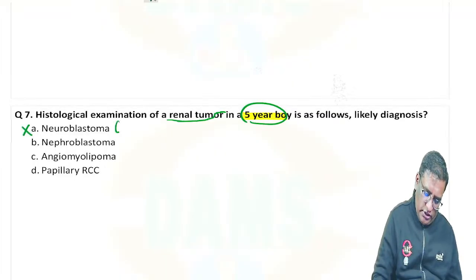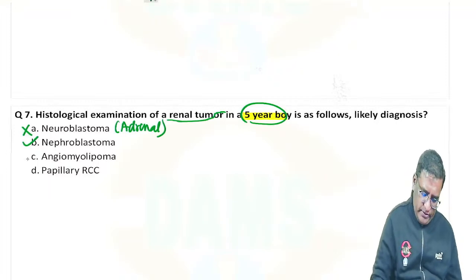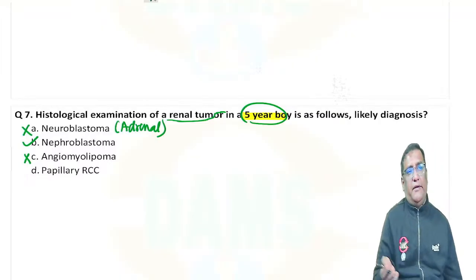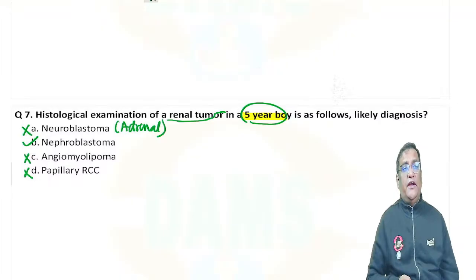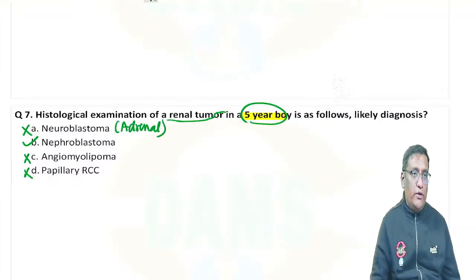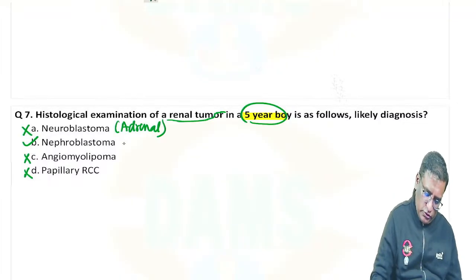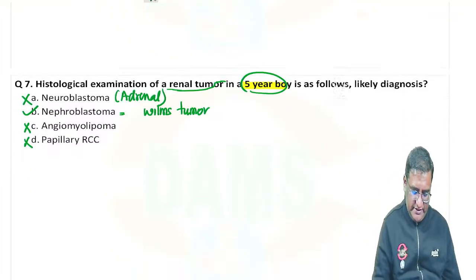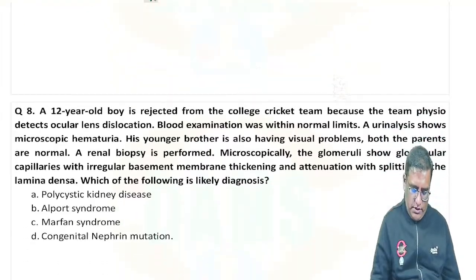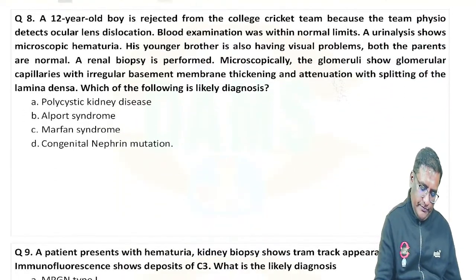Neuroblastoma, no, it is not a renal tumor. It is an adrenal tumor. Nephroblastoma will be the answer. Angiomyolipoma doesn't occur in children, or rarely. It is a benign tumor. Papillary RCC definitely not in children. It is in adults. So based on that, I'll be ruling out everything. Nephroblastoma is also known as Wilms tumor. Anyway, histology should have been given. This is missing in this image here. Next, question number 8.